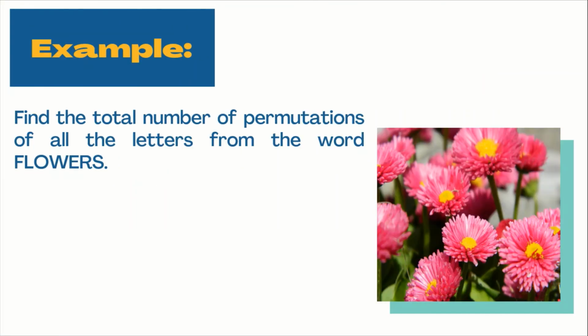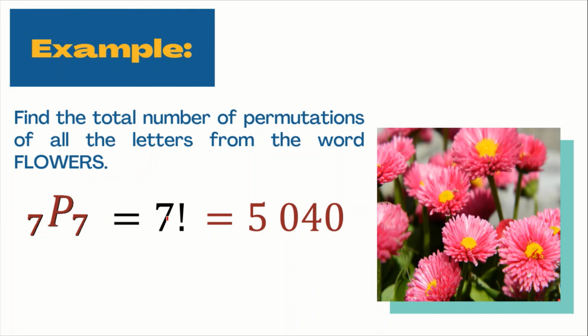Gamitin ulit natin sa isa pang example. Find the total number of permutations of all the letters from the word flowers. So, ilan ba ang letters ng flowers? So, we have 1, 2, 3, 4, 5, 6, 7. So, there are 7 letters. And ang hinahanap dito ay we are going to permute all the letters. So, 7 taken 7. Permutation of 7 taken 7. And that is simply equal to 7 factorial, which is 5,040.